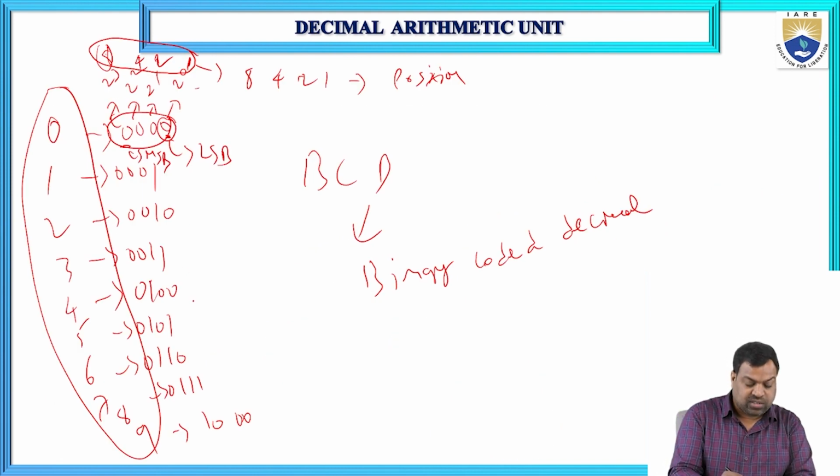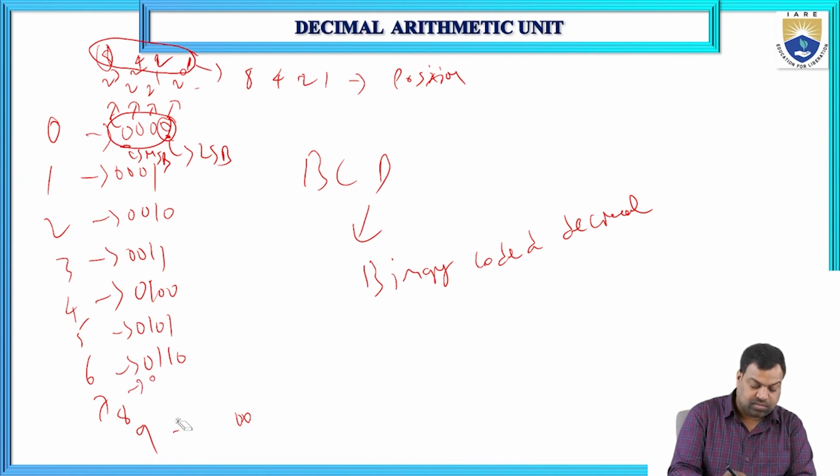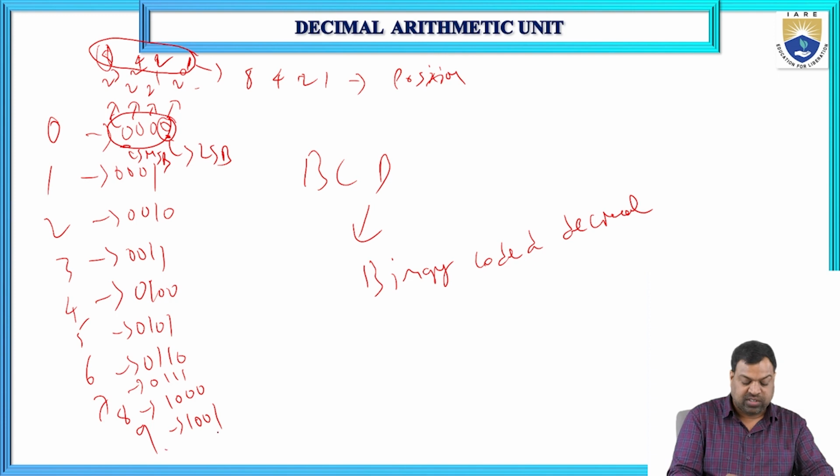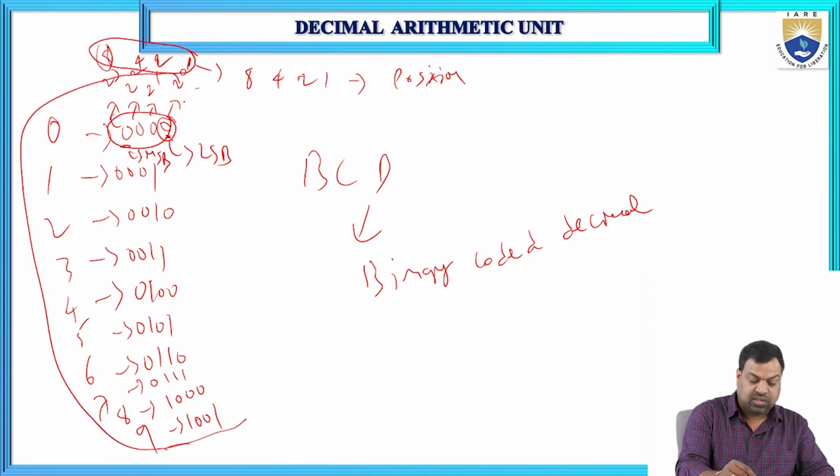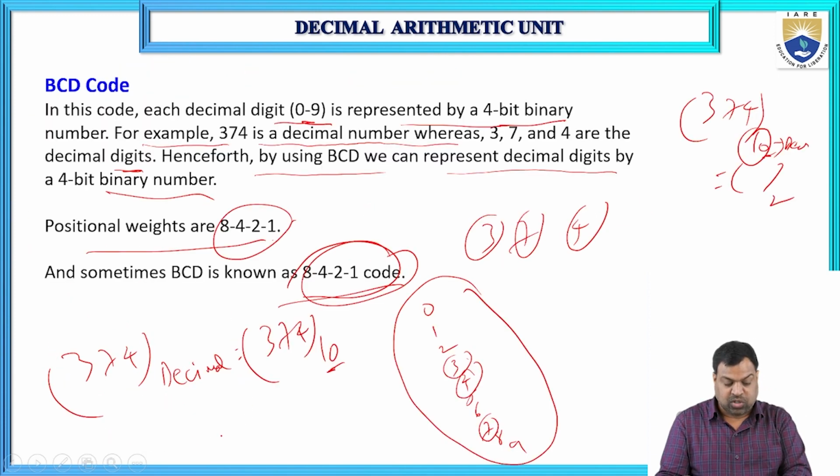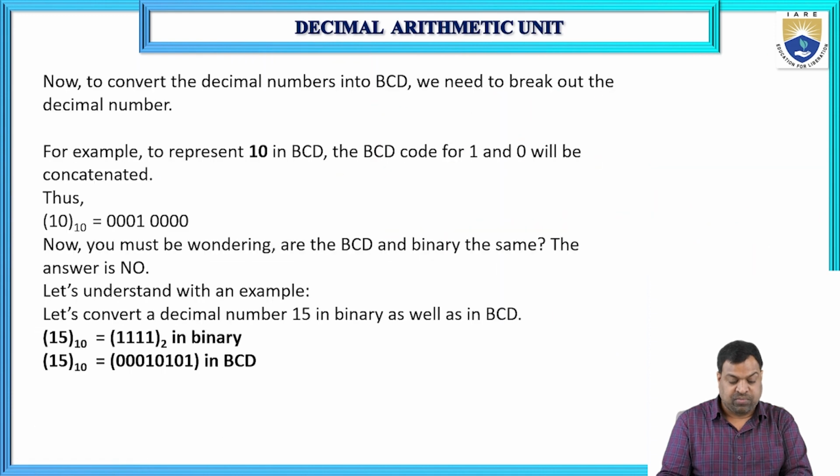So here: 0 1 1 0, after that 0 1 1 1, then 1 0 0 0, 1 0 0 1. Like this, it is decimal to binary, that is BCD.